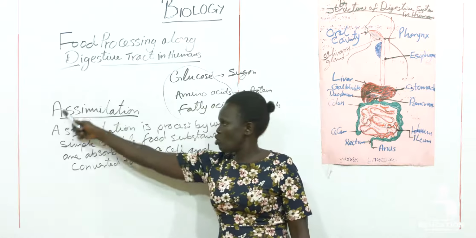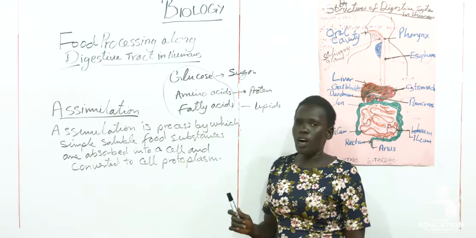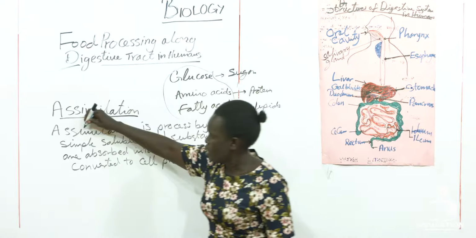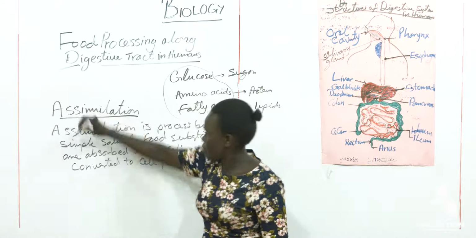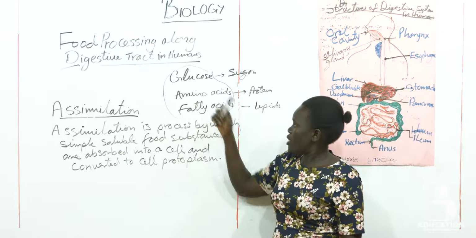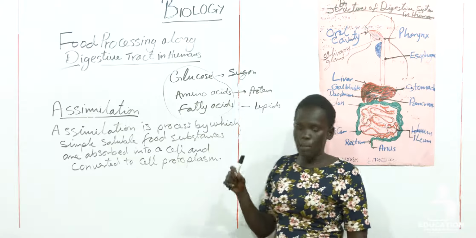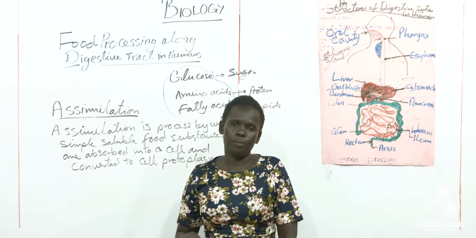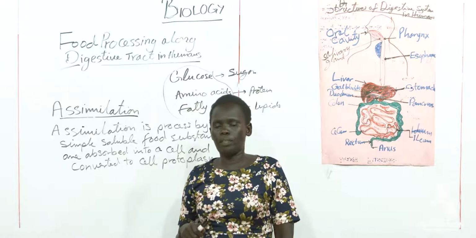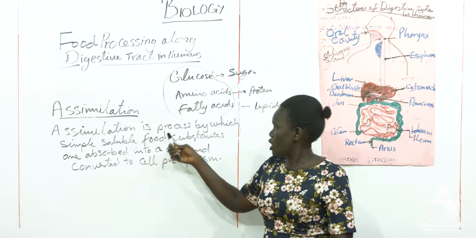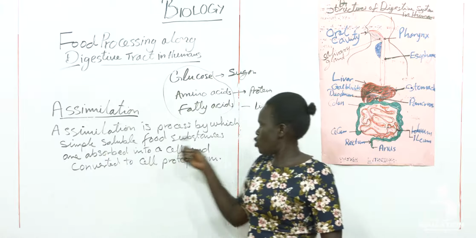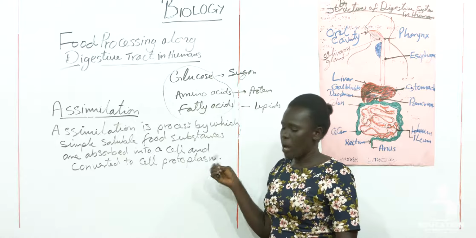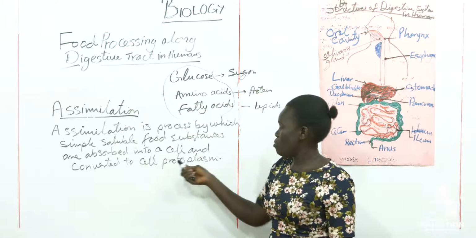In this process, we want to see these nutrients are now absorbed into the blood. How are they being utilized? This amino acid, glucose, and fatty acid, for the body to absorb it, it needs to be dissolved in water. And they're soluble in water. That's why in this definition it is a process by which simple soluble food substances are absorbed into a cell and converted to cell protoplasm. What do we mean by cell protoplasm?